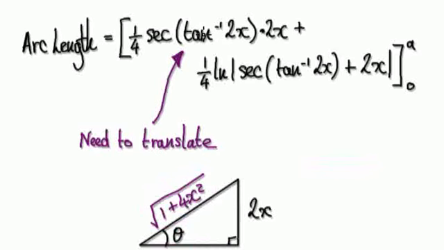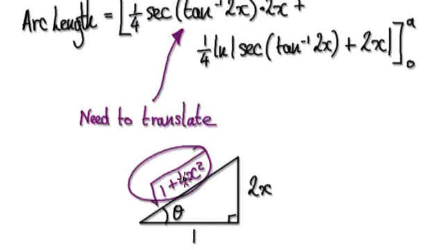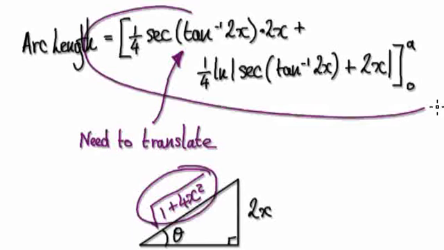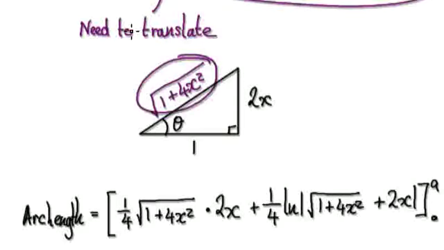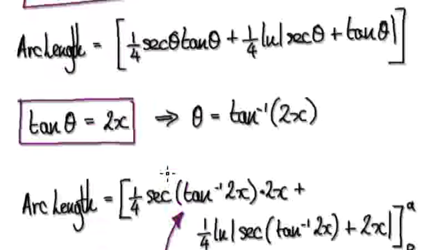Let me just repeat this. To translate this, you've got to look at this bit here. What does this bit mean? Well, this bit means the angle. This block here is the angle. And then when you come to secant the angle, it's going to be this thing divided by this thing, which is square root of 1 plus 4x squared, and so on. So this whole block here becomes this. Therefore this whole thing here will then become this.